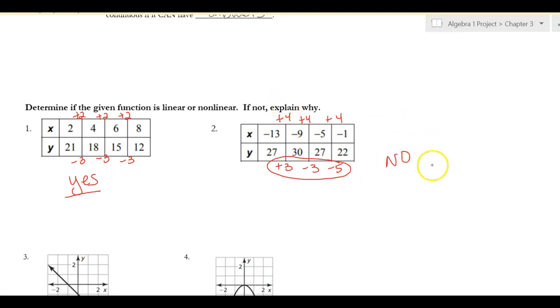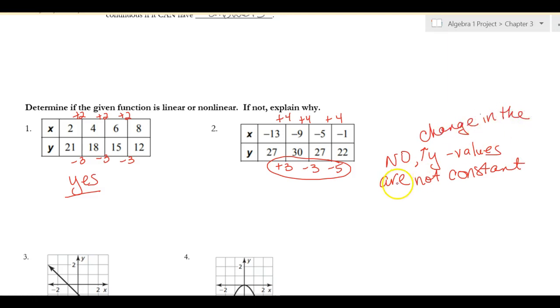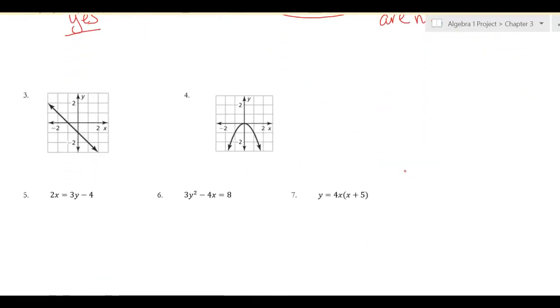And it says explain why. You could just say why the values are not constant. We should probably say change in y. Change in the y values are not constant. Okay, so now let's look at the next two. If it's a line, well, that is a straight line, so that's yes. This one is a curve, so that's why it's no.